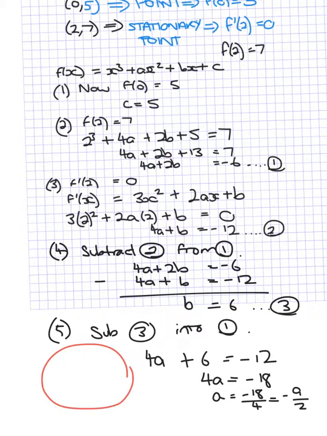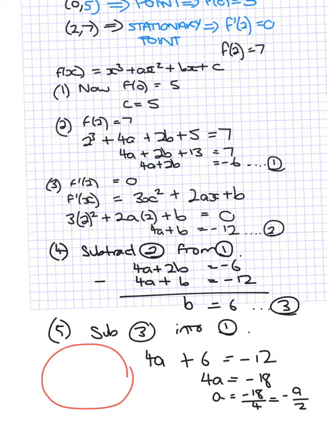Sorry, what was the question? The one you've labelled as 1 is 4a plus 2b. I think you subtracted 1 from 2. Did I subtract 1 from 2? I subtracted 2 from 1. I don't think it matters. Because I did 4a plus 2b equals negative 6. That's 1. And from that, I subtracted 4a plus b equals negative 12.